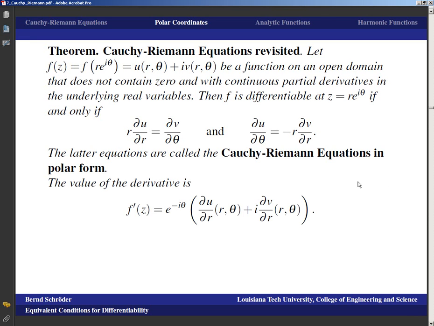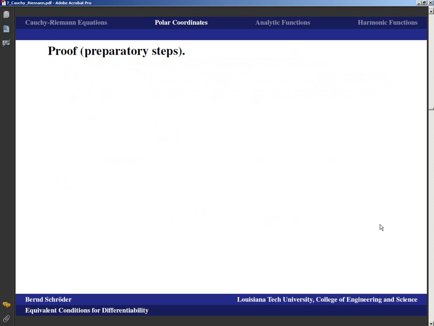So let's finish out the statement here. The value of the derivative is f prime of z equals e to the negative i theta times du dr plus i dv dr. Well, that part here is probably not too surprising. And then again, because these coordinate transformations always spit out some other functions, the e to the negative i theta should not be surprising either. Not the exact form, but the fact that there is another function should not be that surprising. Okay, let's take a look at that.